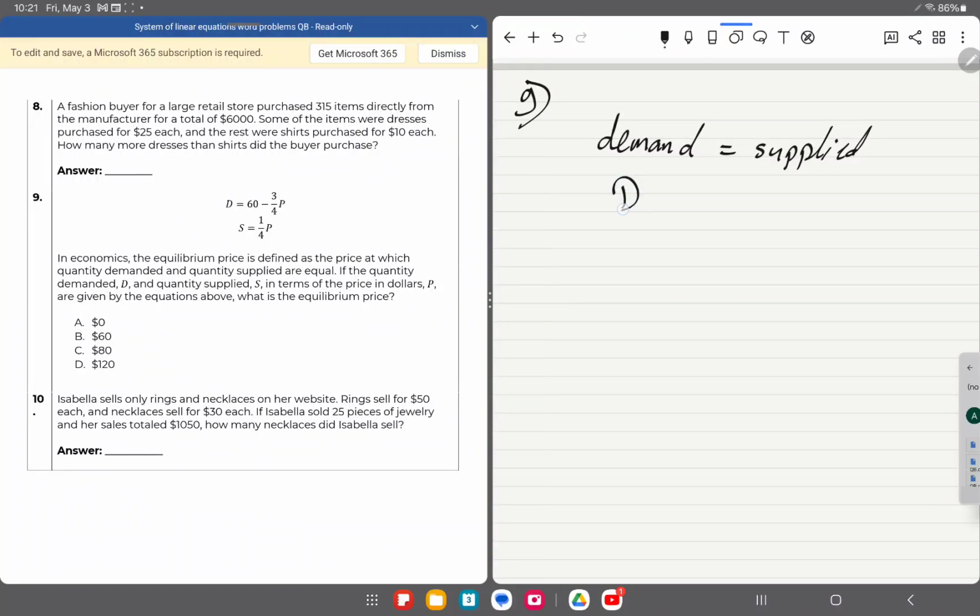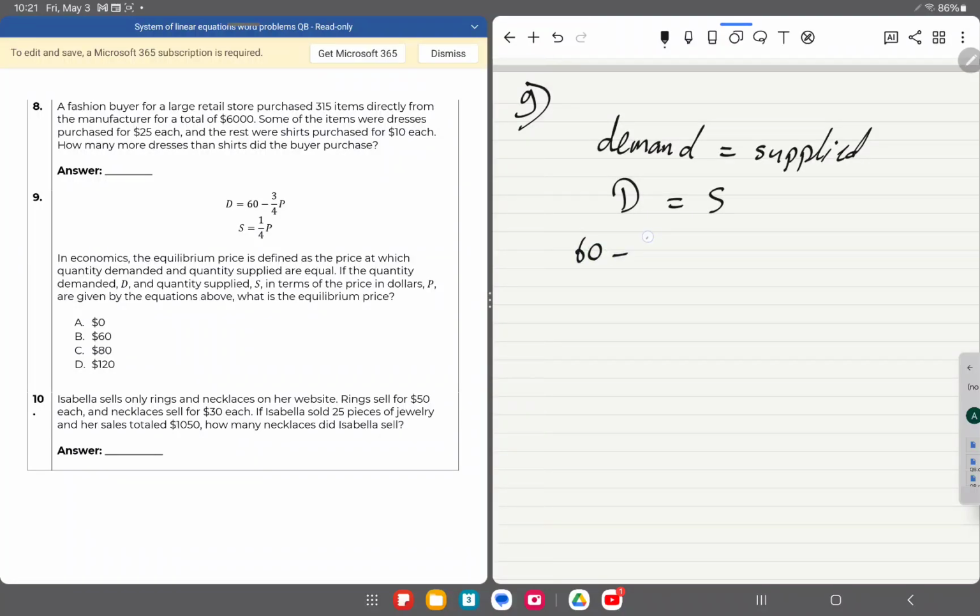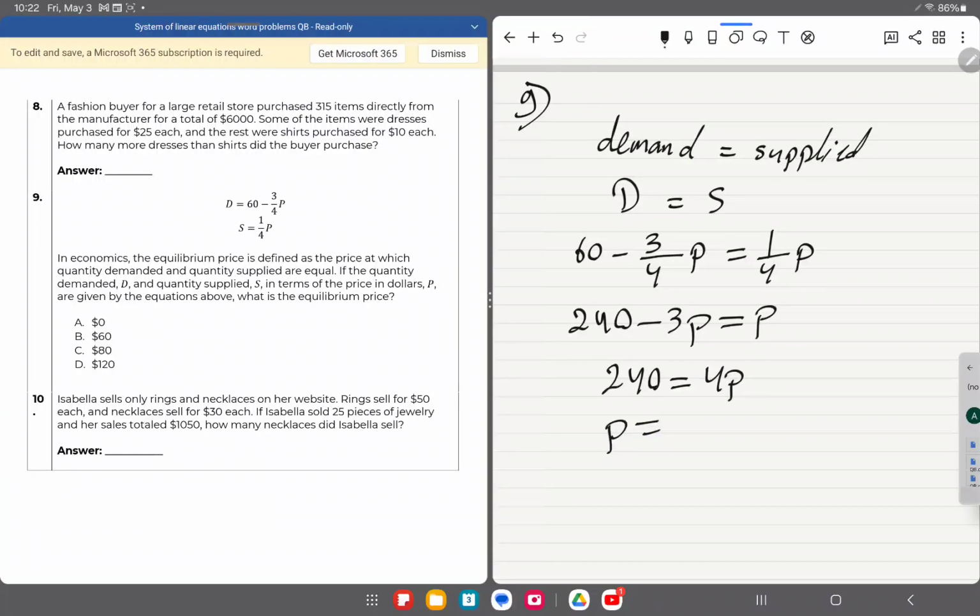If the quantity demanded and the quantity supplied in terms of the price in dollars are given in the equations above, what is the equilibrium? So I'm going to have to set them equal to each other. 3 over 4 p is equal to 1 over 4 p. Now I'm going to multiply all of it by 4. So 240 minus 3p is equal to p. 240 is equal to 4p. p is equal to 60. So my answer is B.